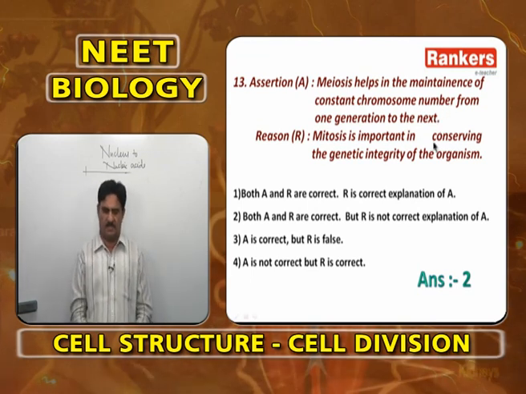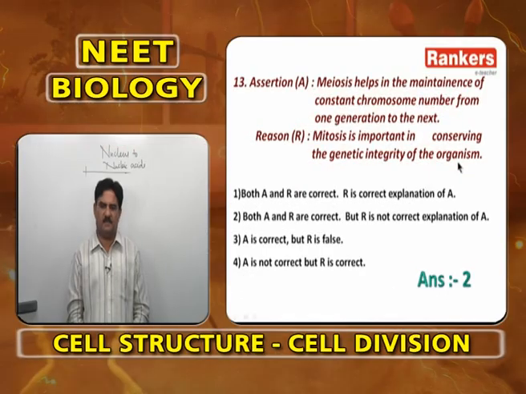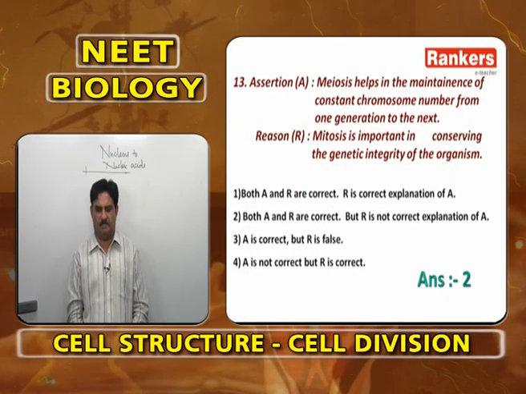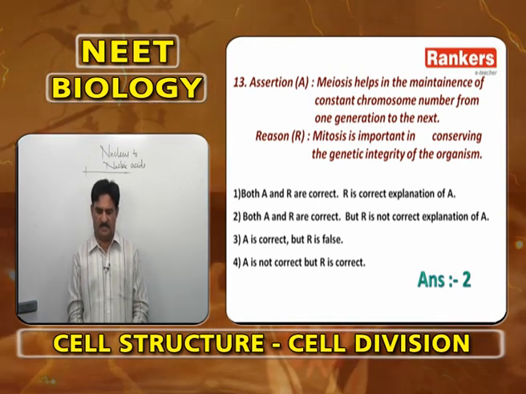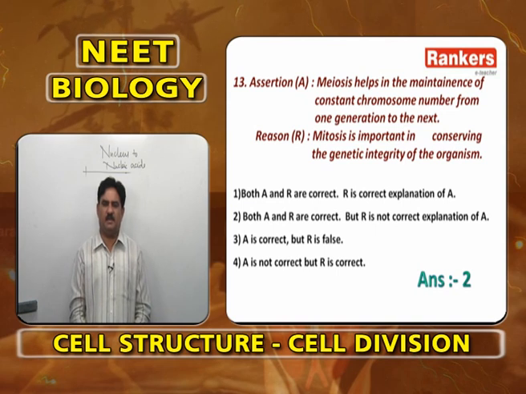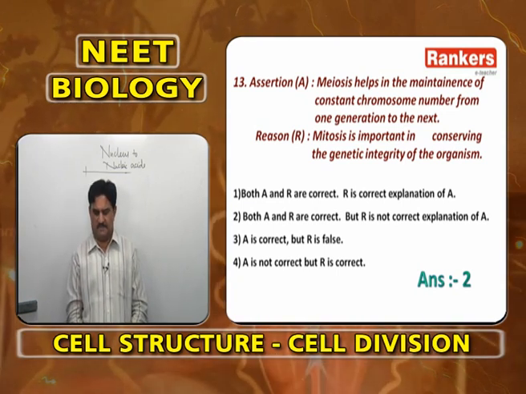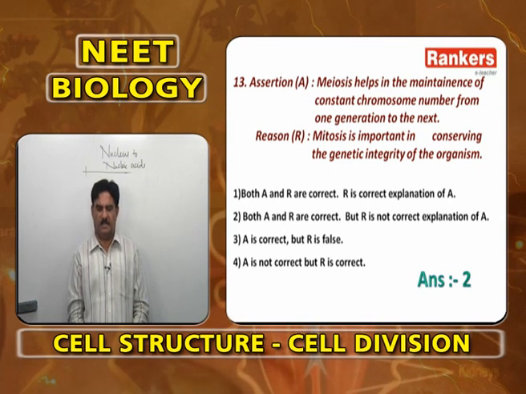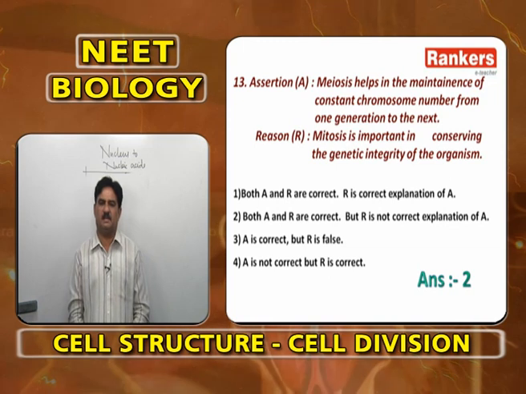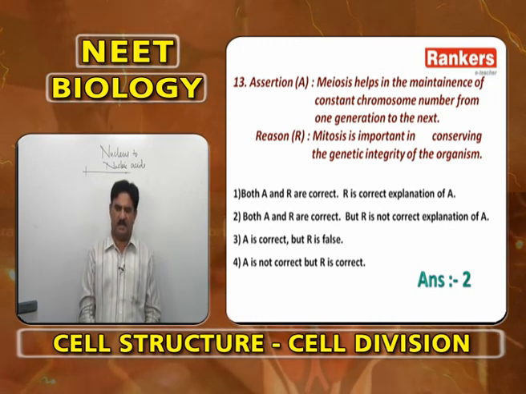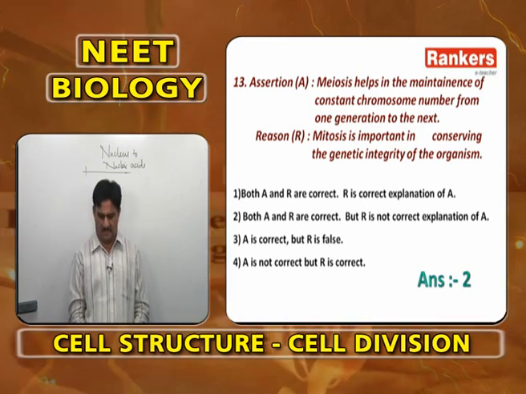Meiosis is important in conserving the genetic integrity of the organisms. So genetic integrity of the organisms is maintained only by mitosis. Mitosis is always important in maintaining genetic integrity of the organism. So A and R are both correct. Meiosis regarding statement is correct. Mitosis statement is correct. But because the genetic integrity is maintained in mitosis, meiosis does not help in maintaining the constant number of chromosomes. So A and R are correct, but R is not the correct explanation of A. So answer is 2.